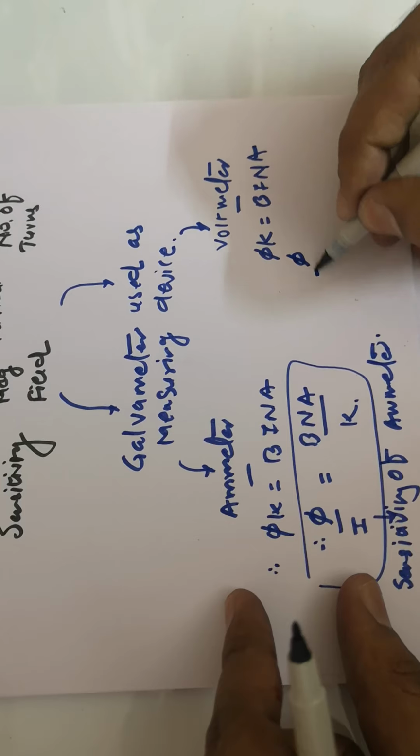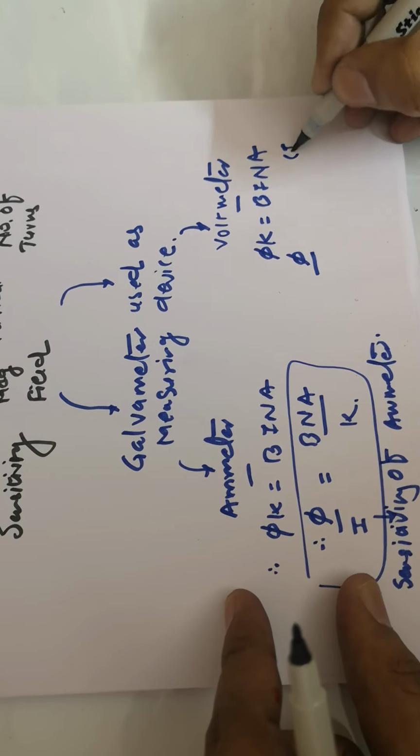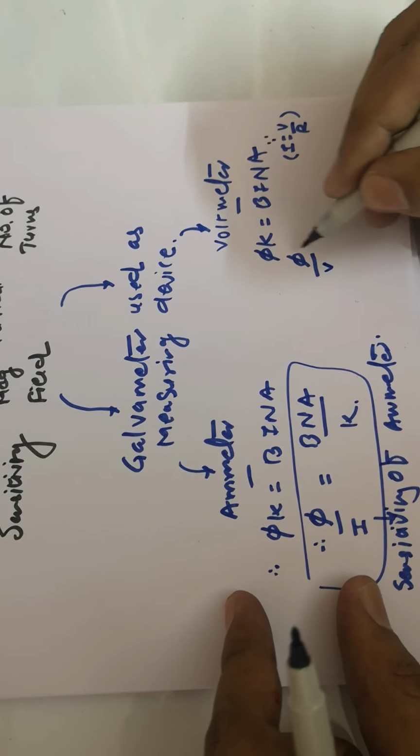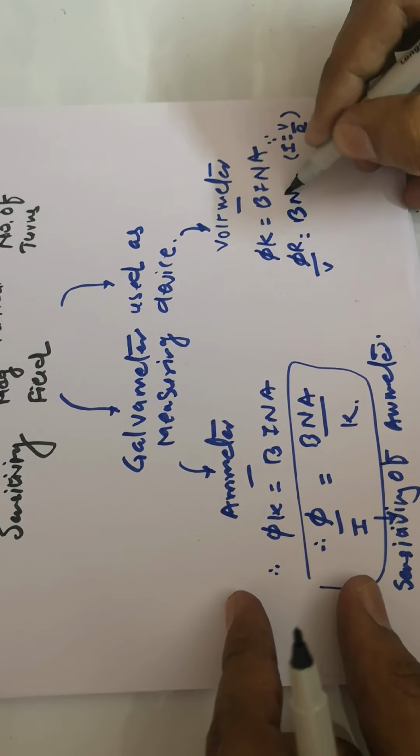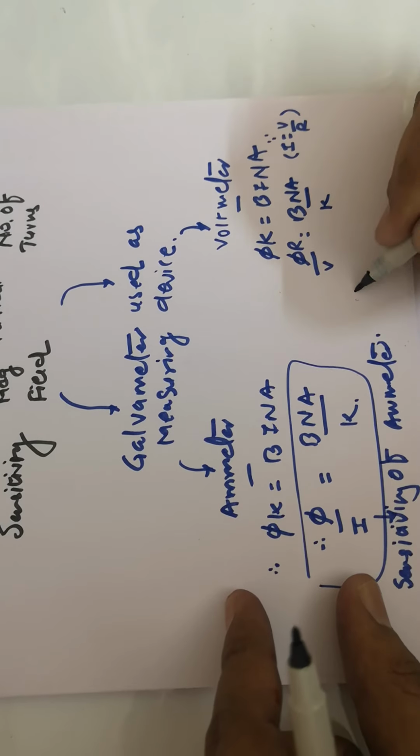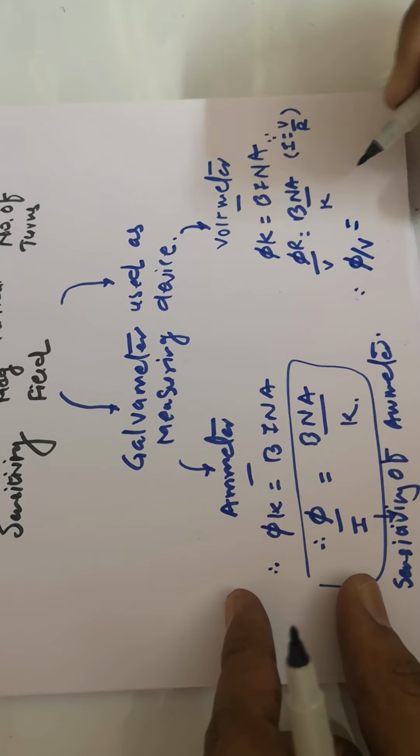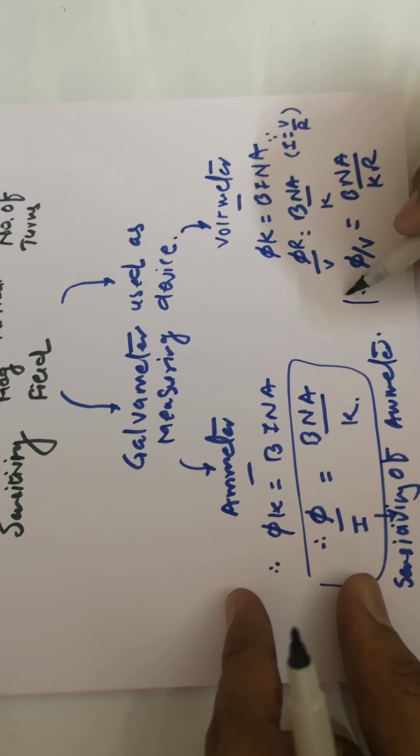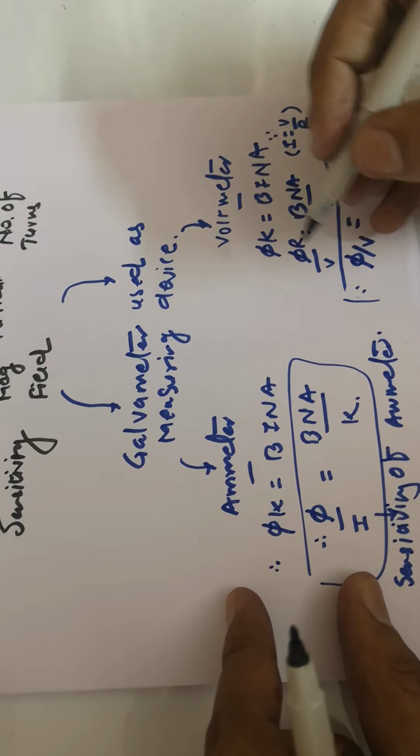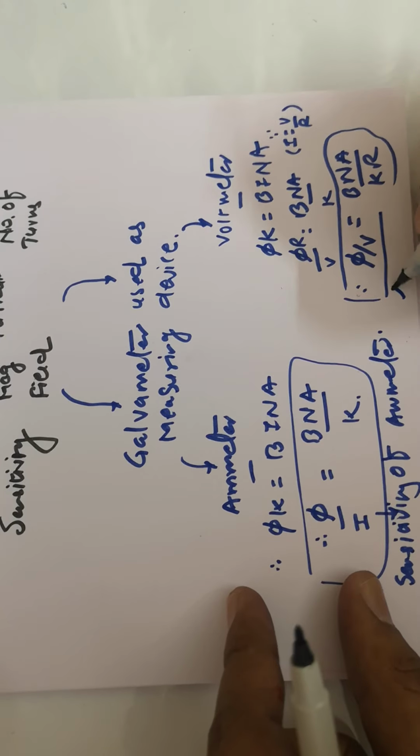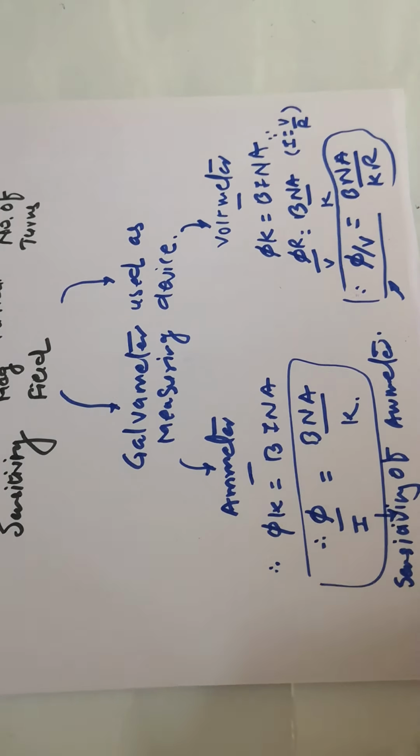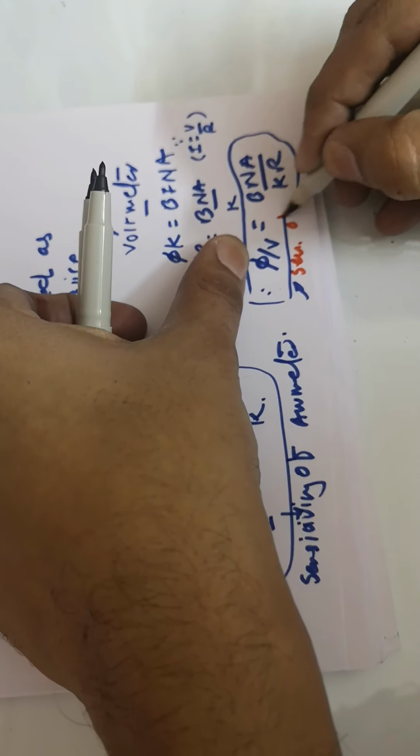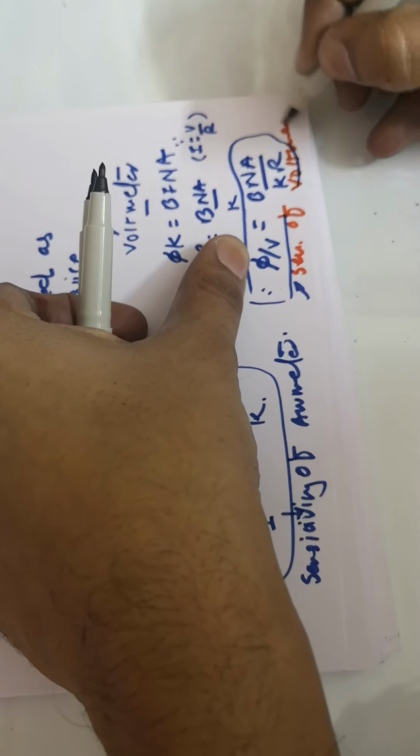So phi, instead of I, I am aware of my formula V by R, which is Ohm's law. So V by R equals BNA divided by K. So this is phi by V equals BNA by KR, and this is called the sensitivity of a voltmeter. So this is my sensitivity of a voltmeter.